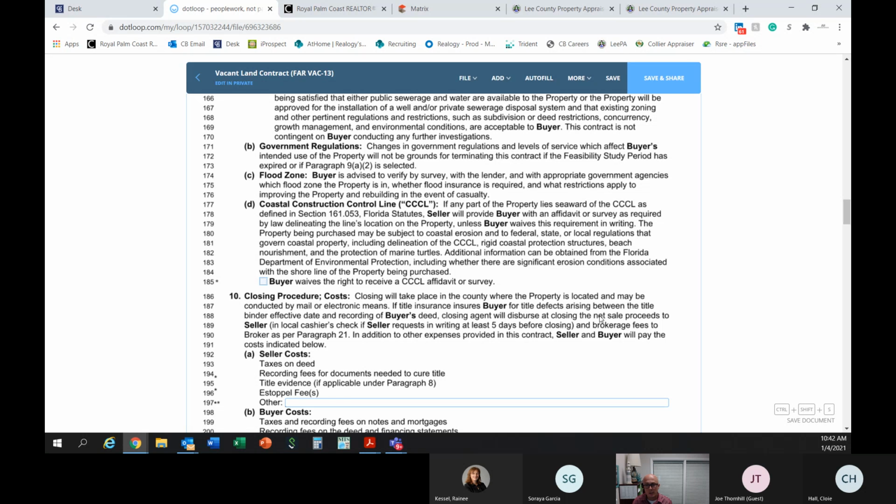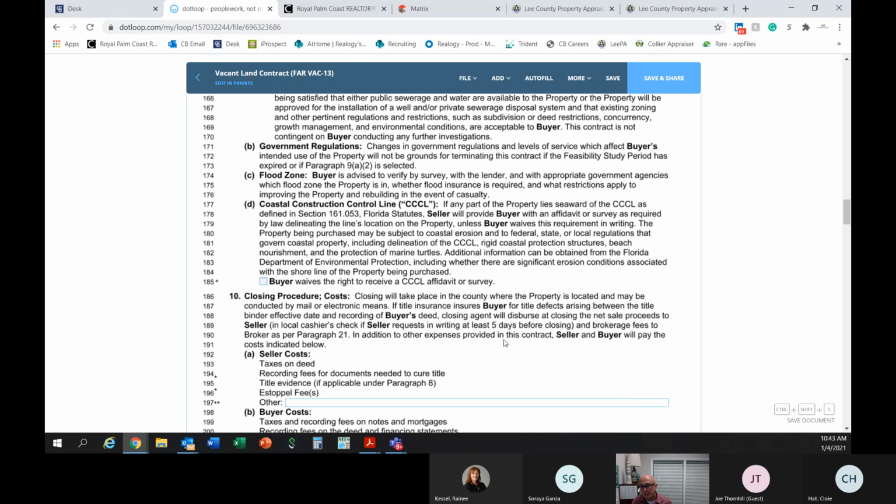Closing procedure and costs. Closing will take place in the county where the property is located and may be conducted by mail or electronic means. If title insurance insures buyer for title defects arising between the title binder effective date and recording of buyer's deed, closing agent will disburse at closing the net sale proceeds to seller and, by local cashier's check if seller requests in writing at least 5 days prior to closing, and brokerage fees to broker as per paragraph 21.